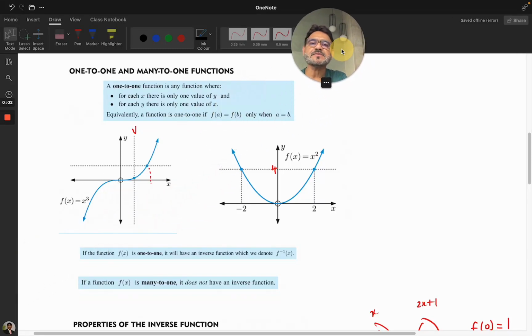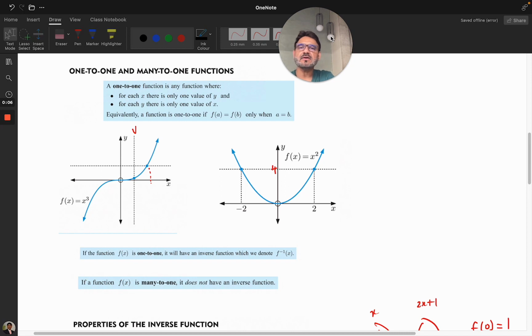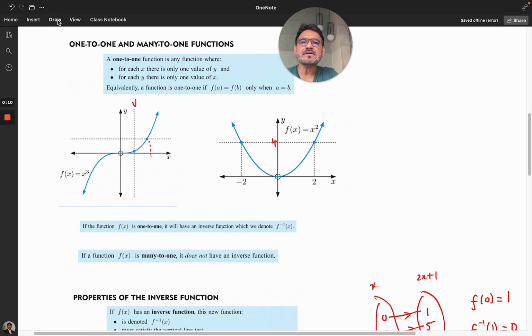Okay, so this video explains what is the inverse of a function and how to find the inverse of a function. What are the conditions for the existence of an inverse of a function? What's an identity function? And what's a self-inverse?